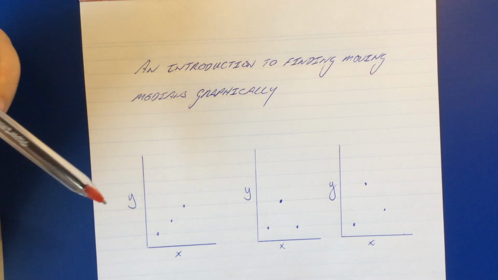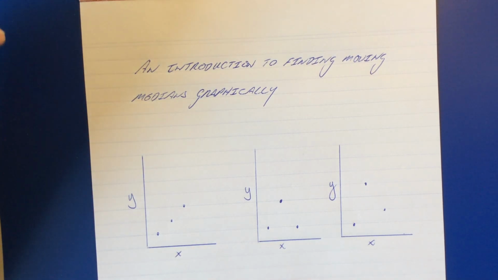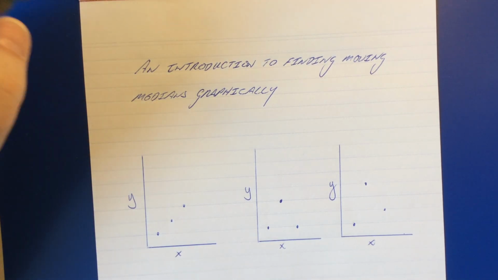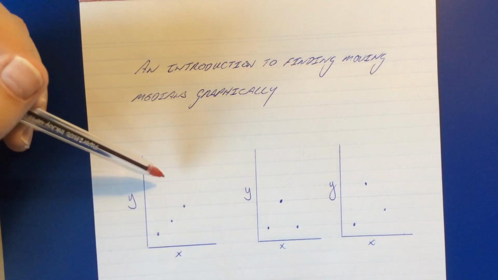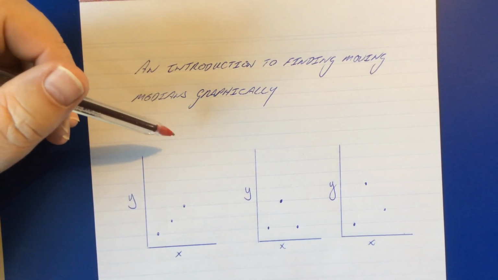Now, a median. What is a median? It is the middle value in a set of numbers, or the middle point in a series of positions. Let's put it that way. Now, let's have a look at the first one. This is the straightforward one.